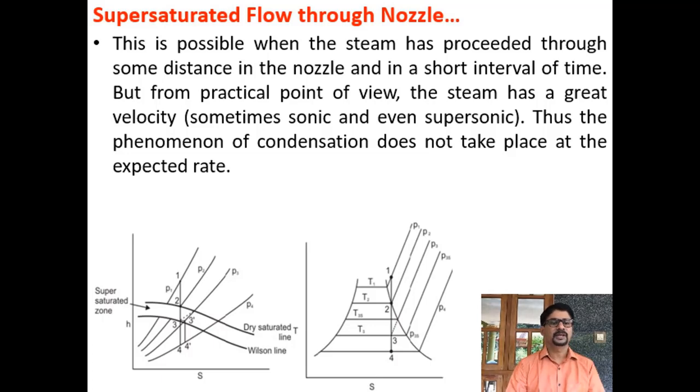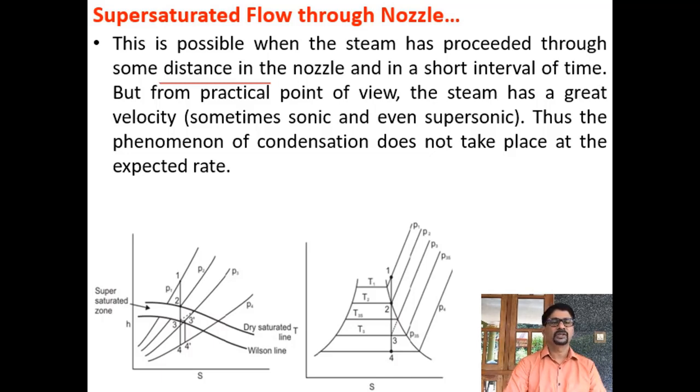Now this condensation has to begin when the steam has proceeded through some distance through the nozzle, because from the superheated point it has to reach the dry saturation point. As you know, during this expansion process in the nozzle, the pressure and temperature reduce. So the pressure has to reduce, and the temperature has to reduce to the saturation point. By this time the steam has proceeded through some distance. It will travel some distance through the nozzle in a very short interval of time.